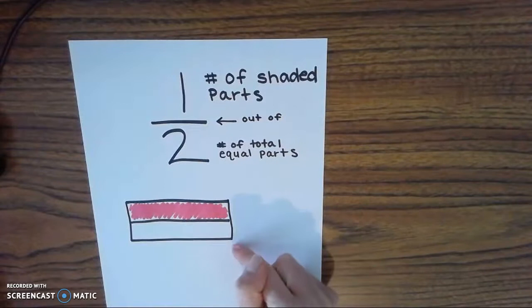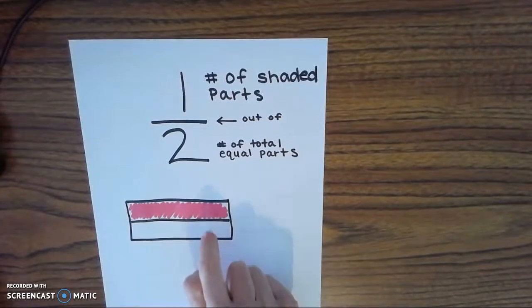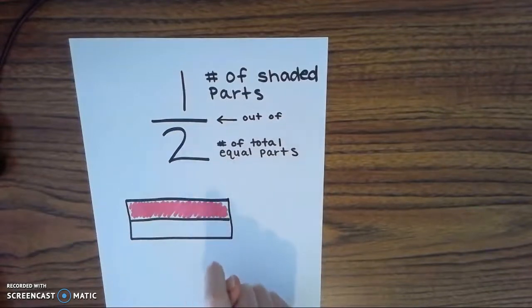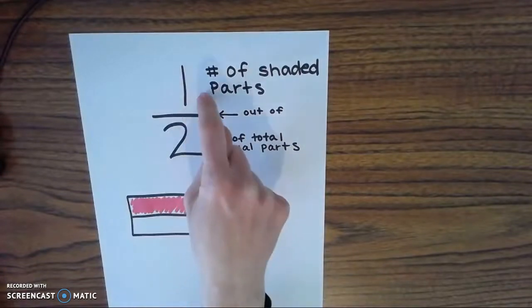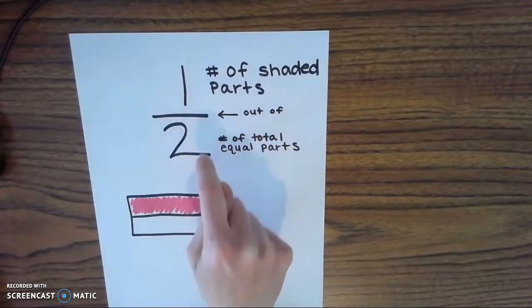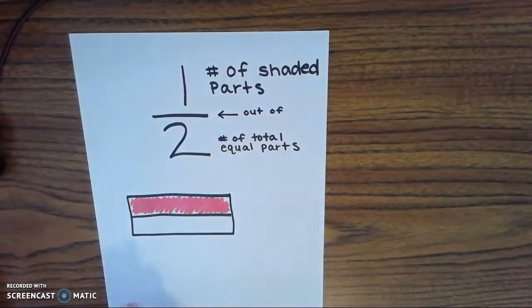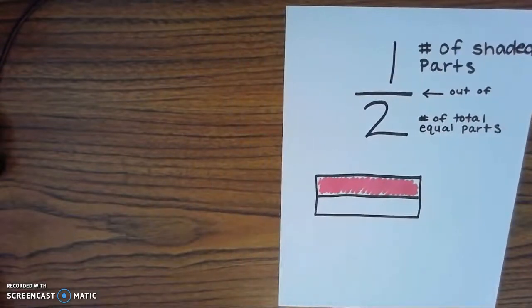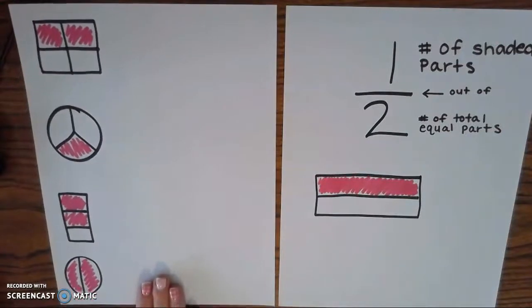So if you look at my rectangle here, there are two equal parts, which is my number at the bottom, and one of those parts is shaded. So 1 out of 2 parts is shaded. Okay? I'm going to keep this off to the side, and I'm going to show you my next piece of paper with some shapes on it.